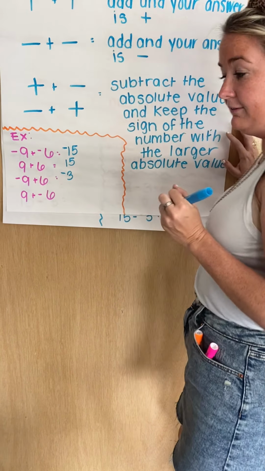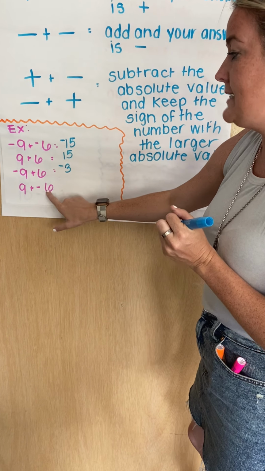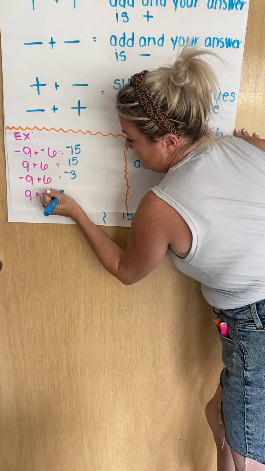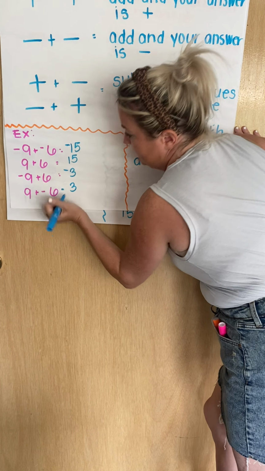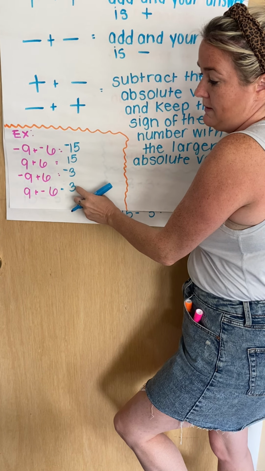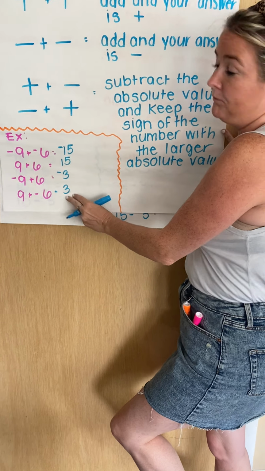If I have 9 plus negative 6, again, I'm going to subtract my absolute values. I know that the difference between 9 and 6 is 3. And since 9 is positive and has the larger absolute value, it's going to be positive. So my answer is just going to be 3.